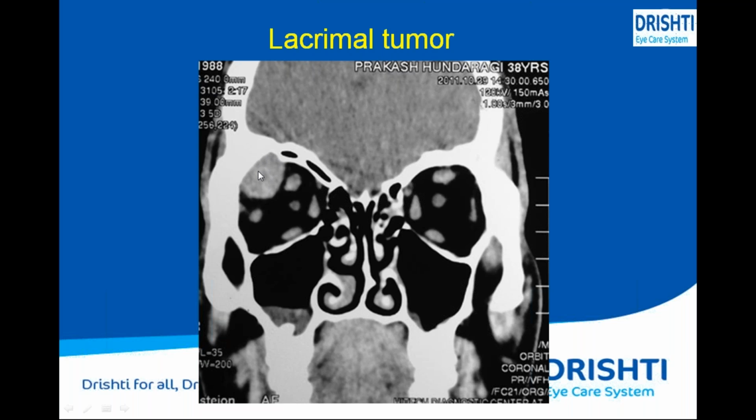So this is a lacrimal gland. The lacrimal gland is located here, supratemporally. So this mass is arising from the lacrimal gland. So this is a lacrimal gland tumor.